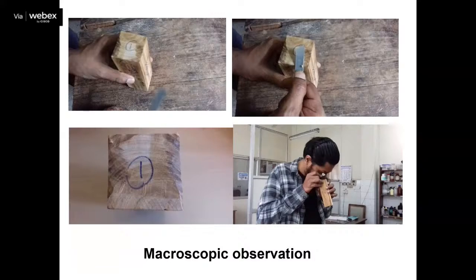By looking at this, this is how microscopic observation is done. Holding the sample in the left hand and the lens in the right hand, we observe all the characters, and with our knowledge we can tell what wood it is.